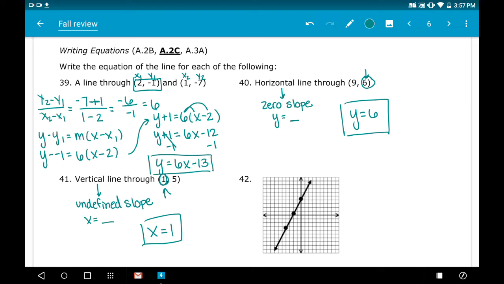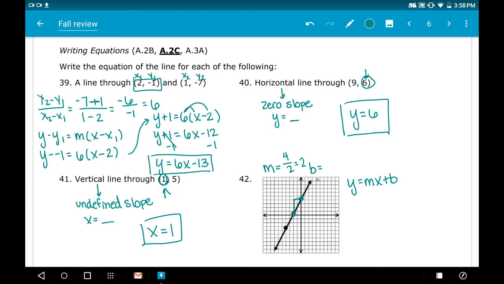For 42, it gives us a line and it wants the equation. Here the easiest form is slope-intercept, which is y equals mx plus b. So I need to figure out what m equals and what b equals. My slope would just be rise over run. If I pick 2 points, I can pick that one and that one. I would go up 1, 2, 3, 4. So my rise is 4. Then I go to the right 2, so my run is 2, which means my slope in this case would just be 2.